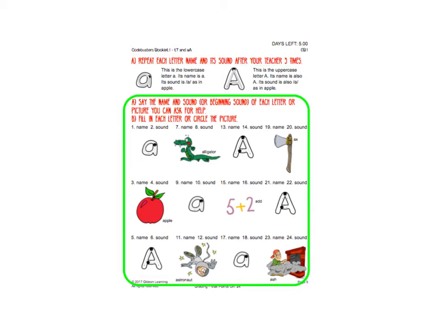Say the name and sound or beginning sound of each letter or picture. You can ask for help. Fill in each letter or circle the picture. Let's go over the first one. This is A. It says A. And now we can write our letter A. This is apple. Its sound is A. And we can circle it.